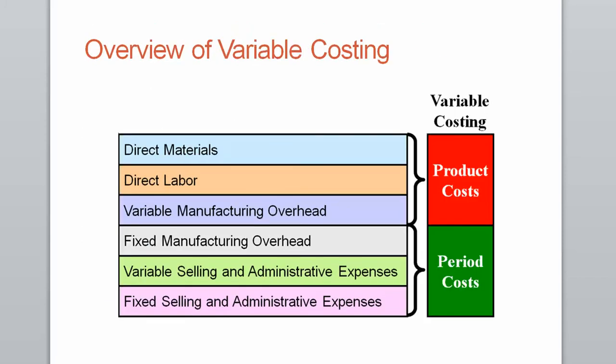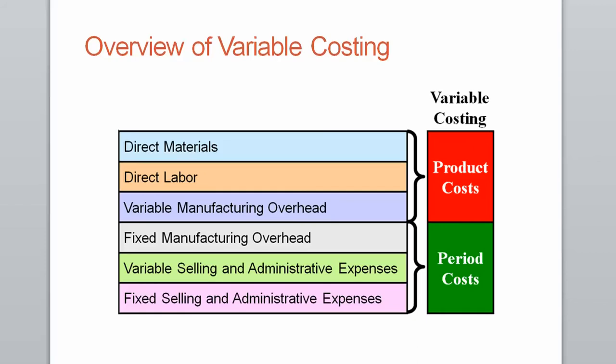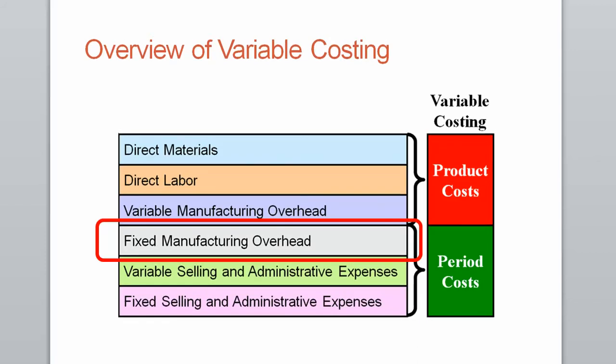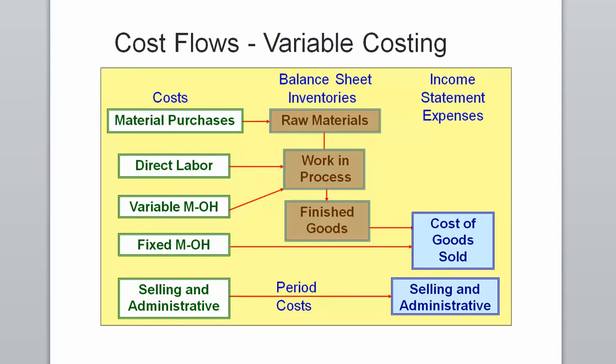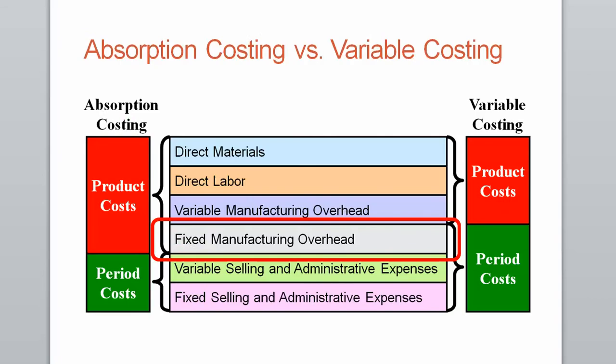In variable costing, this changes a bit. Our fixed manufacturing overhead flows directly to the income statement and is treated as a period cost. So our only product costs are direct material, direct labor, and variable manufacturing overhead. And we can see they flow into work in process, which become part of finished goods and again are only matched with revenues in the period in which the units are sold. Fixed manufacturing overhead, though, under variable costing, is treated as a period cost and flows directly to cost of goods sold. So again, the only difference is our treatment of fixed manufacturing overhead.